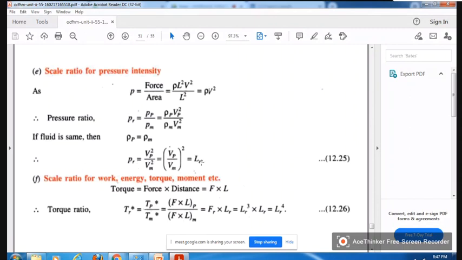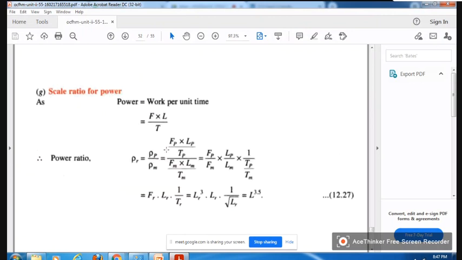Similarly, the scale ratio for pressure intensity PR is equal to LR. Similarly, the scale ratio for work, energy, torque, and moment is equal to LR to the power of 4. I'm skipping the derivation; you can see that it is easy to understand. The scale ratio for power, which is work per unit time, PR, is power of prototype divided by power of model, equal to LR to the power of 3 by 5.